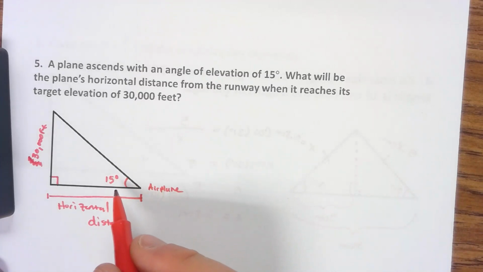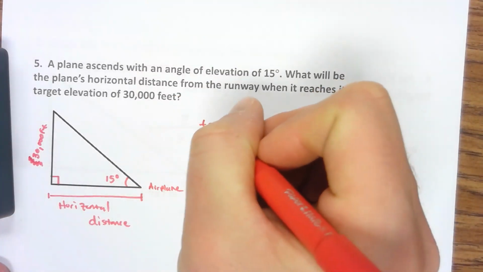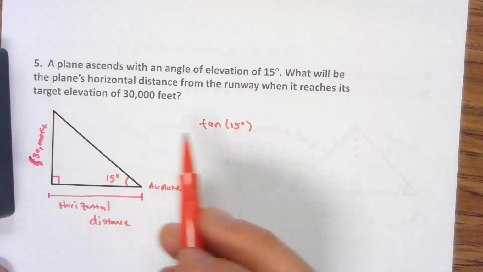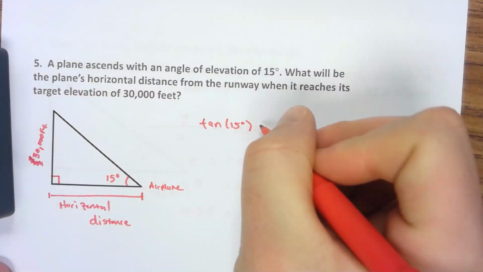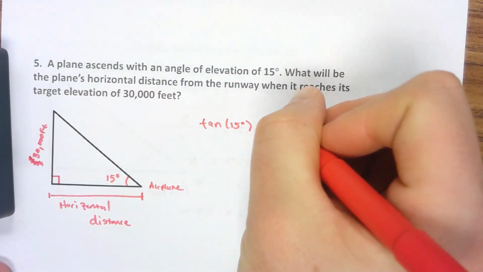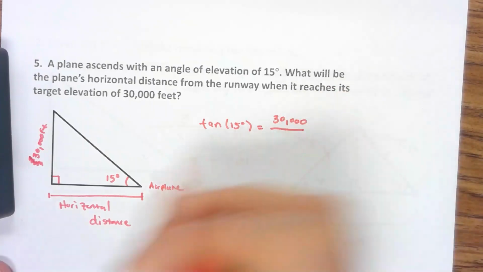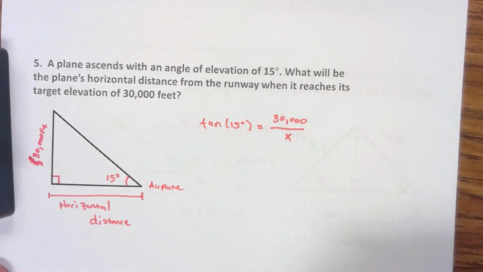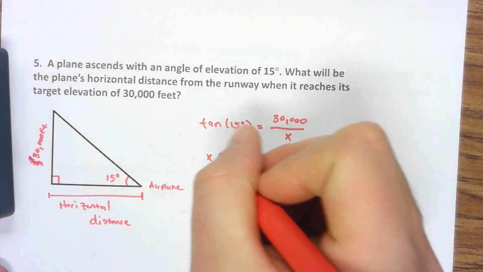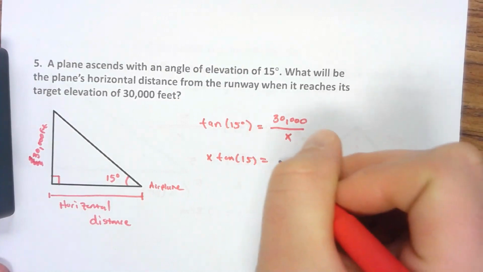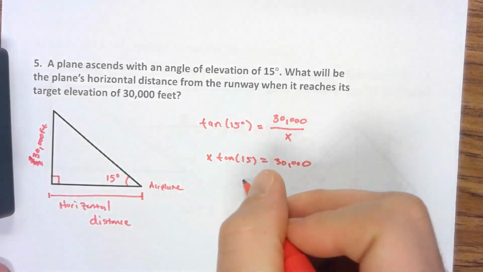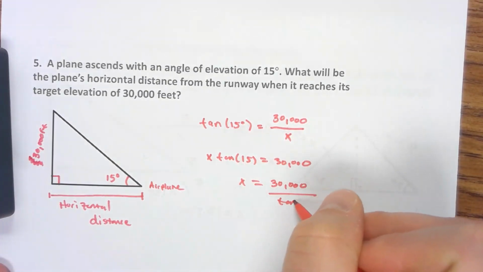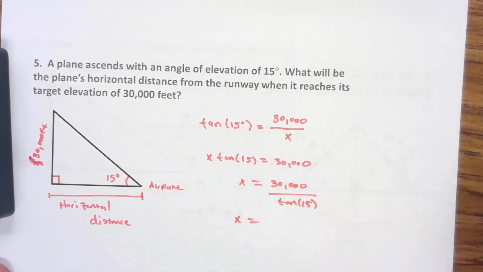So I'm going to use tangent of the angle, and that's why I really emphasized at the beginning that we take trig functions of angles. So we need to take tangent of 15 degrees, which is equal to the opposite side, that 30,000 feet, over the adjacent side, which we don't know. So I'm going to call that x. Now the solving of this is just like the warm-up. I'll multiply by x, so x tangent of 15 degrees equals 30,000. Then divide by tangent of 15, and that'll give us the horizontal distance.